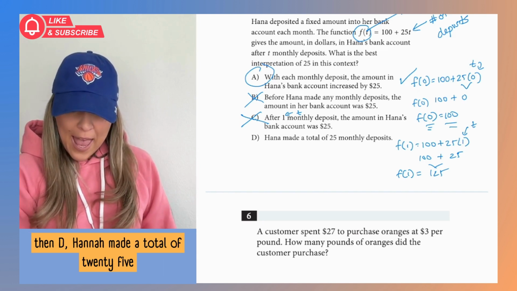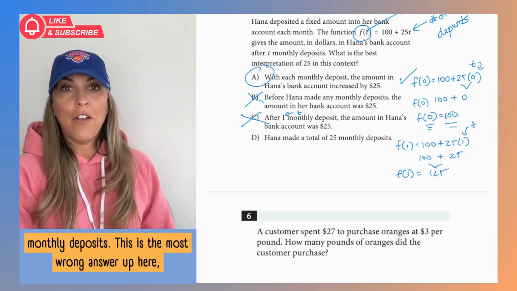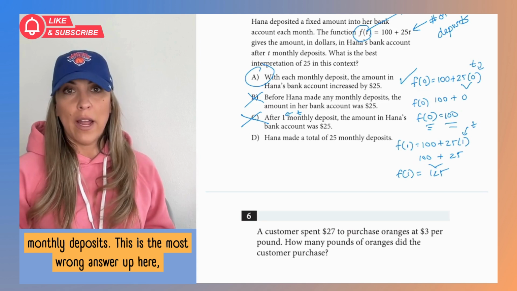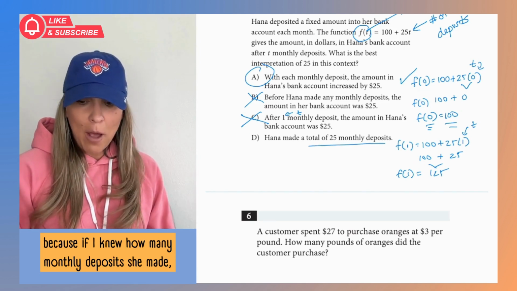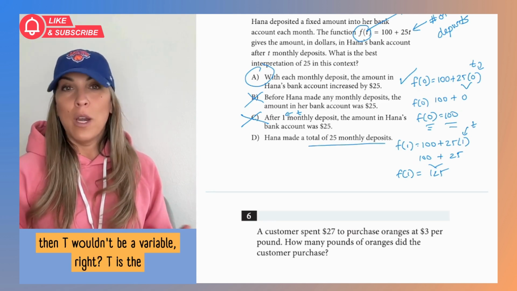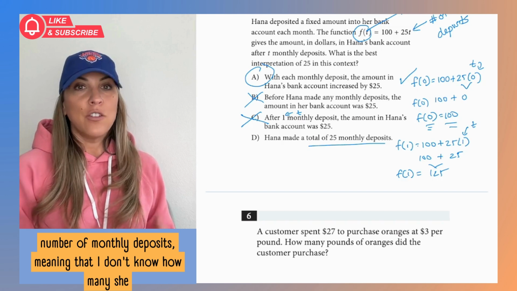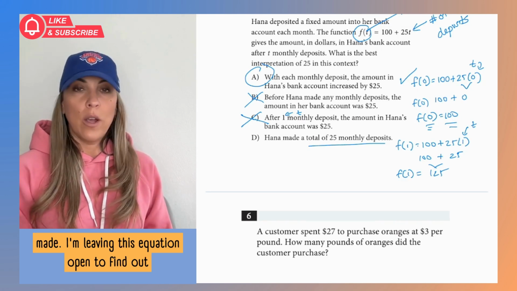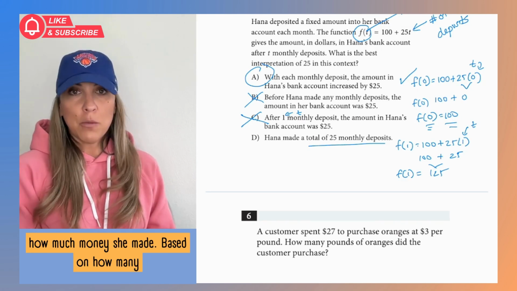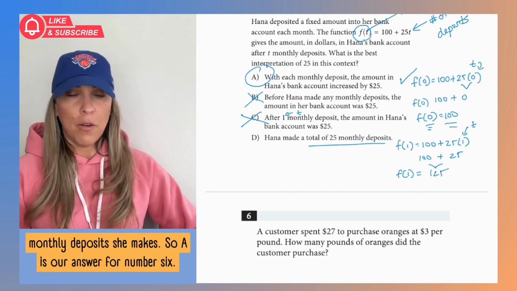And then D, Hannah made a total of 25 monthly deposits. This is the most wrong answer up here because if I knew how many monthly deposits she made, then t wouldn't be a variable, right? t is the number of monthly deposits, meaning that I don't know how many she made. I'm leaving this equation open to find out how much money she made based on how many monthly deposits she makes.